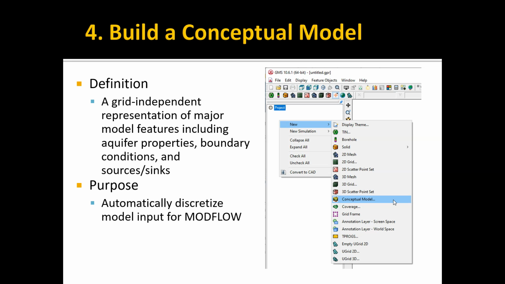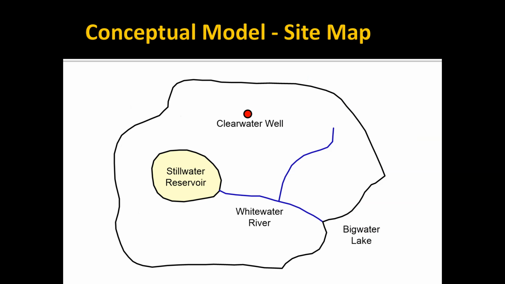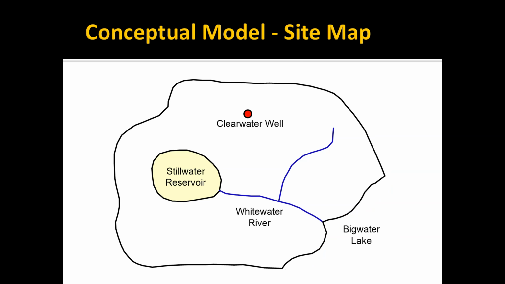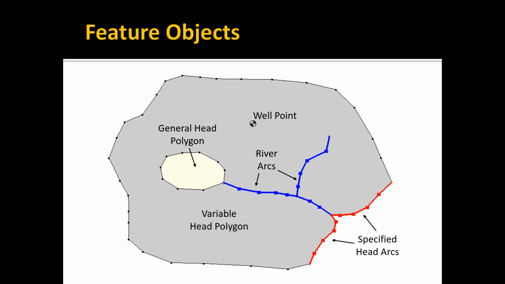And so, what does this mean in general? It's best illustrated through a simple example. Suppose you have a site that you want to model, and I've picked an extremely simple model to illustrate this. So you may have a reservoir with a well and a river and a lake, and then an irregular boundary. When you build a conceptual model in GMS, you basically recreate this in the model, and it would look something like this. As I cycle between those, you can see the parallelism there.